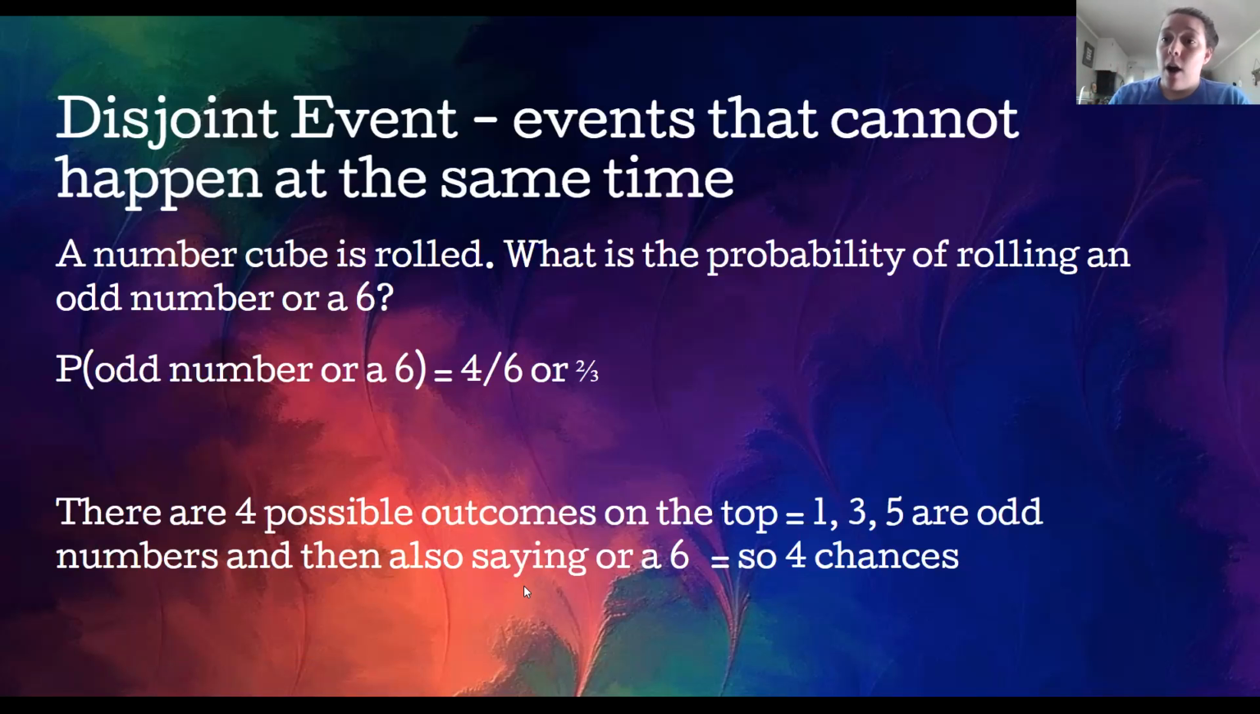So I have 4 outcomes or 4 chances of that event happening. And then I have a total of 6, because there are 6 numbers on a number cube. And then I can simplify that to 2 over 3. So the probability of rolling an odd number or a 6 would be 2 out of 3 chances.